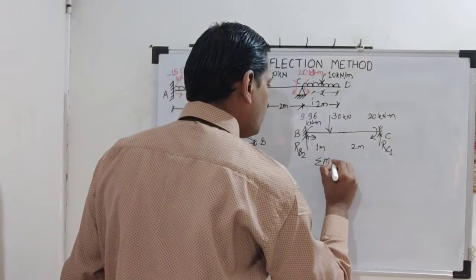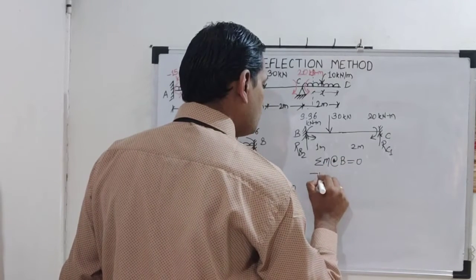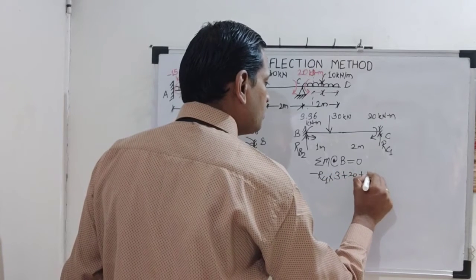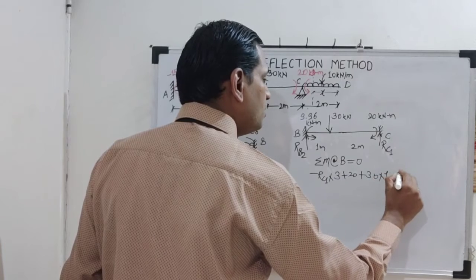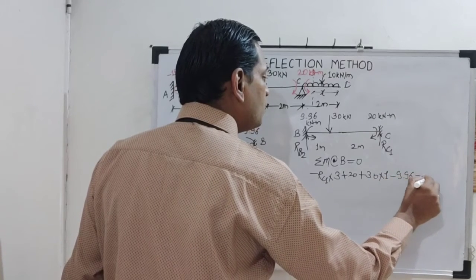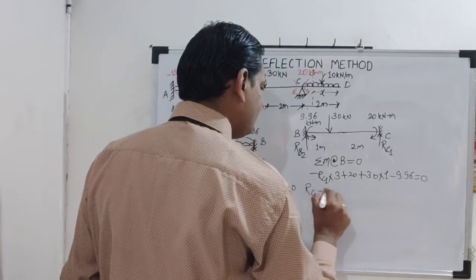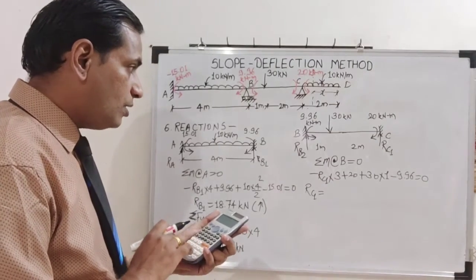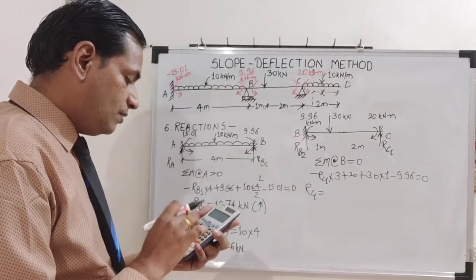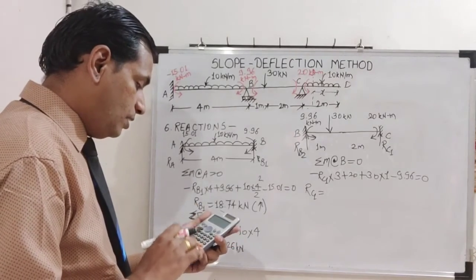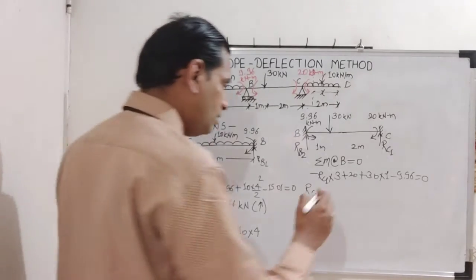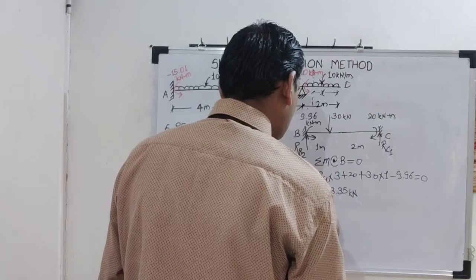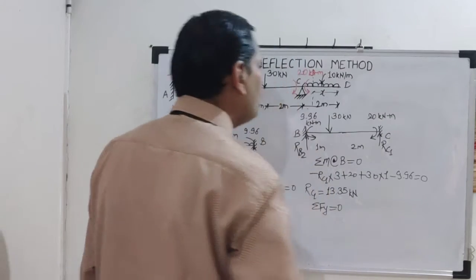So summation of moment about joint B is equal to 0. So minus RC1 into 3 plus 20 plus 30 into 1 minus 9.96 is equal to 0. So find out RC1 from this. How much is RC1? Carefully see now. 20 plus 30 minus 9.96, and this is totally divided by 3. So answer is 13.35. 13.35 kilonewton. Now second condition, summation Fy is equal to 0.